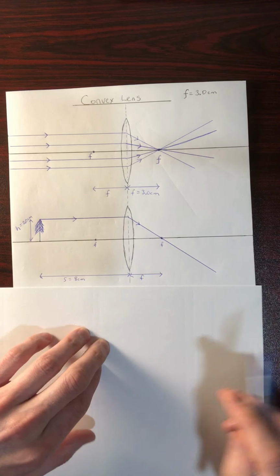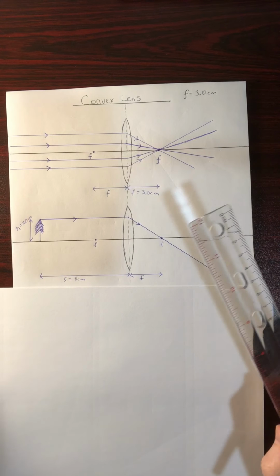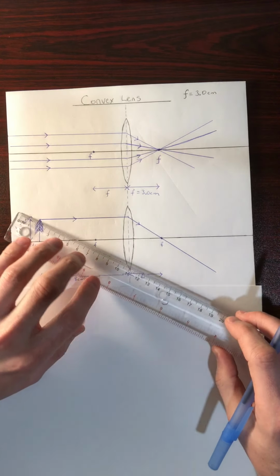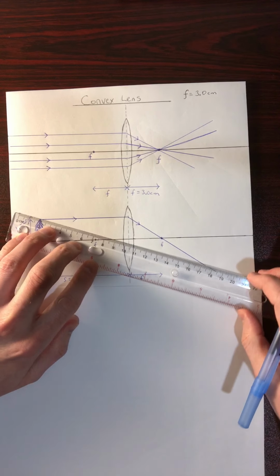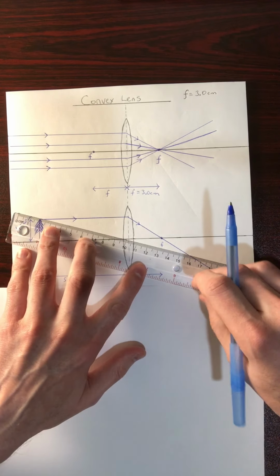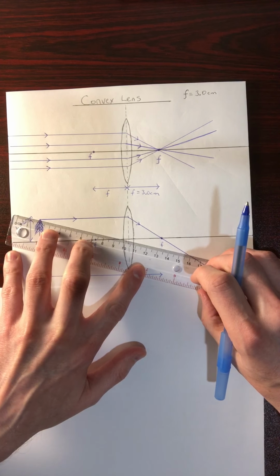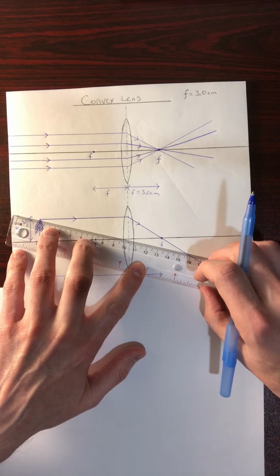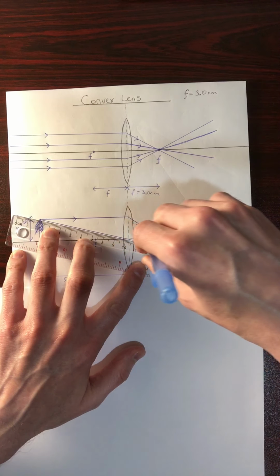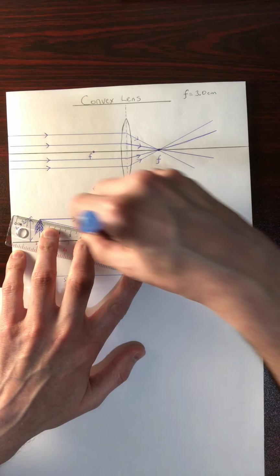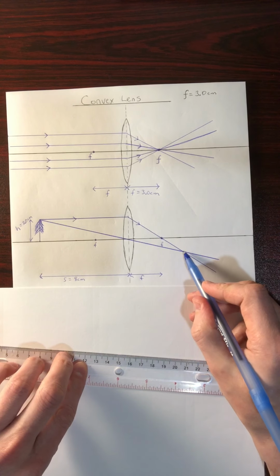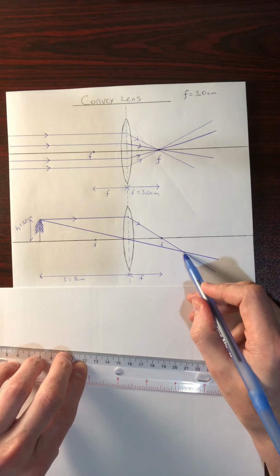Okay, so that's a start, but we're going to need more information. The next thing we can do is we can send a ray right through the center of the lens, and if we send it directly through the center of the lens, it's not going to change. It's not going to refract to a different angle. So these two then give us this intersection point, which is very important.